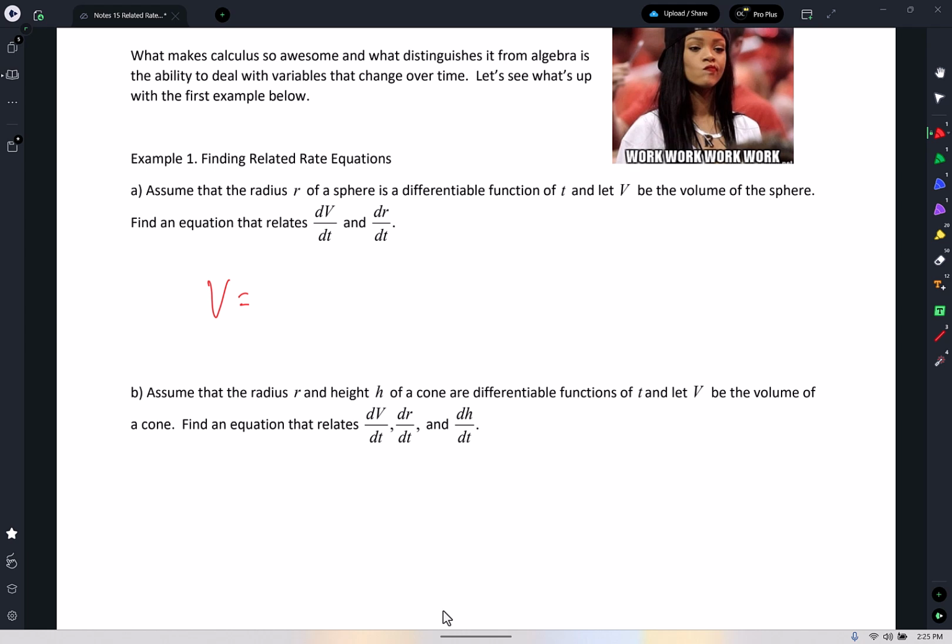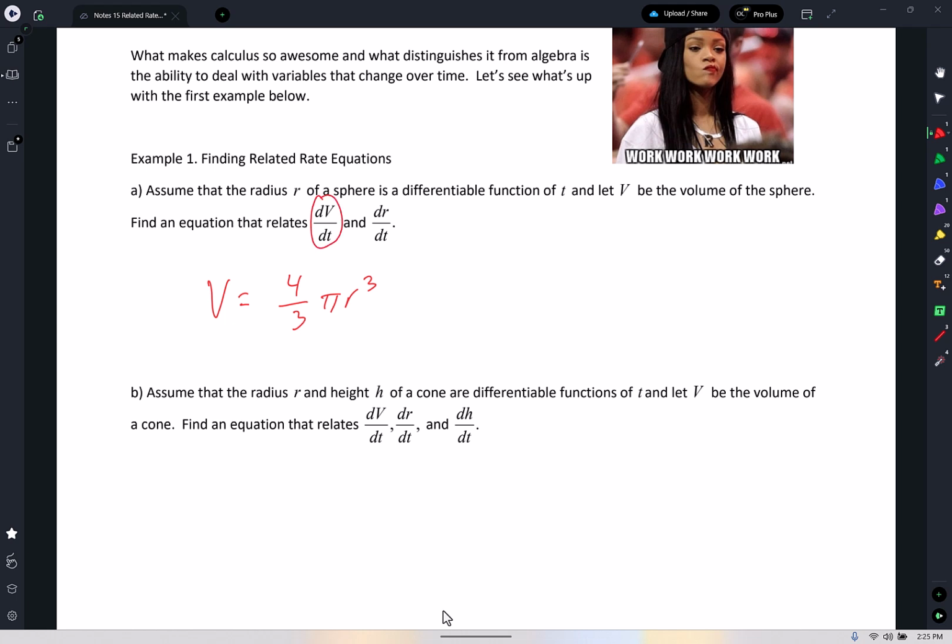No. What is it? I think you got it right. What is it? Yes. How'd you remember that? You must be a genius. 4/3 pi r cubed, guys. That's from your geometry days. That's the volume of a sphere. So they want me to.